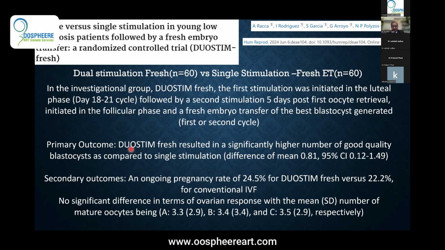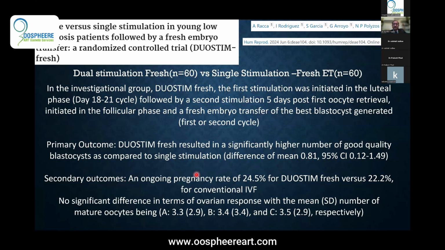There you will start a second stimulation. And this time, on the day of trigger, you will give hCG as a trigger. So you have the advantage of doing a fresh embryo transfer after this second stimulation, which is not the case in the previous diagrammatic representation. This is what they call dual stim fresh, meaning with dual stimulation you have done a fresh embryo transfer. They compared this with a single stimulation, and found that the dual stimulation fresh group resulted in a significantly higher number of good quality blastocysts as compared to single stimulation. That was their primary outcome actually, whether it gives you a better number of blastocysts.